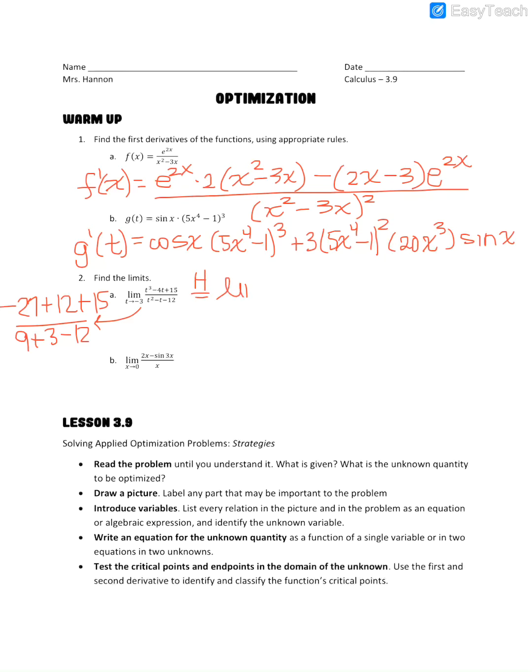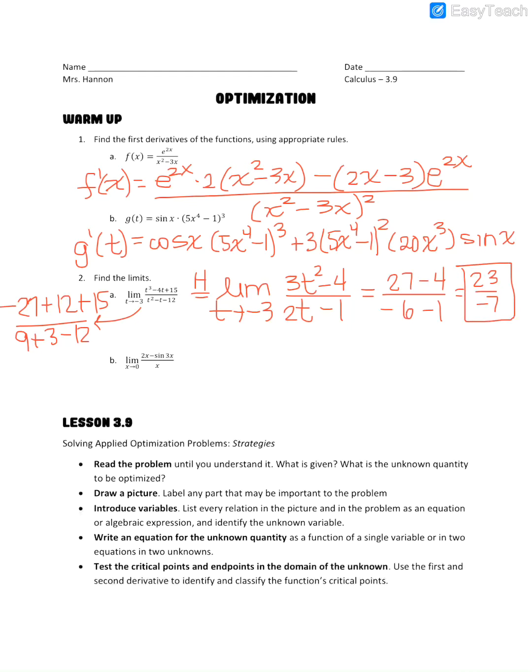So we have the limit as t approaches negative 3. We're going to do the derivative of the top, 3t squared minus 4, over the derivative of the bottom, 2t minus 1. Okay, now we're going to try plugging in the negative 3 again. So this gives us 27 minus 4 over negative 6 minus 1. So that's 23 over negative 7.